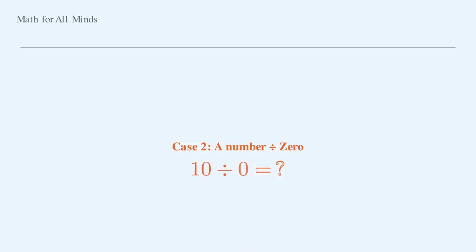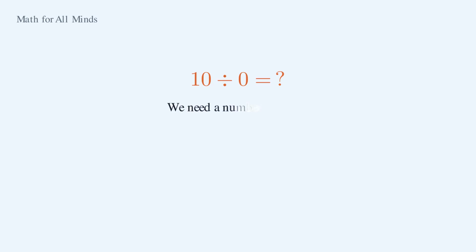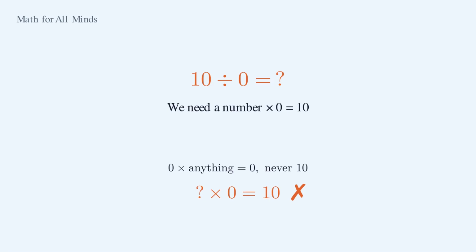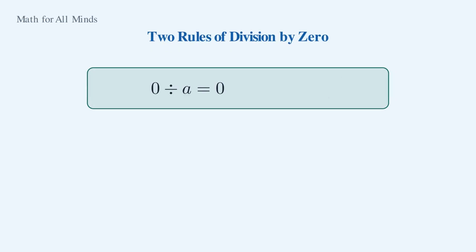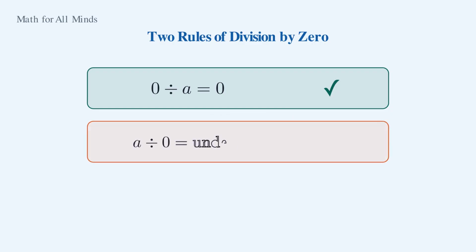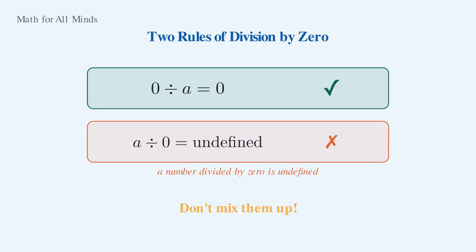But now flip it around. What is 10 divided by 0? We're asking, what number times 0 gives us 10? But 0 times anything is 0, never 10. So this division has no answer. We say it's undefined. Remember the 2 rules. 0 divided by a number is 0. A number divided by 0 is undefined. Don't mix them up.